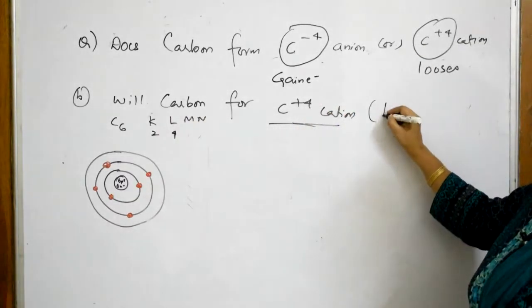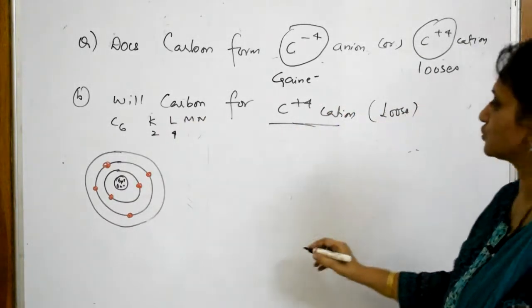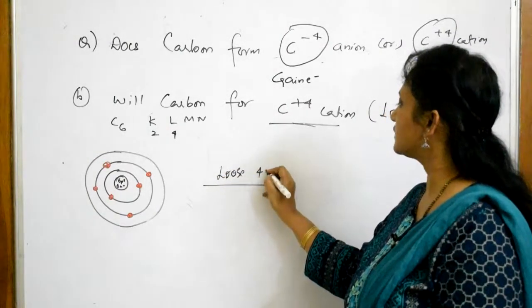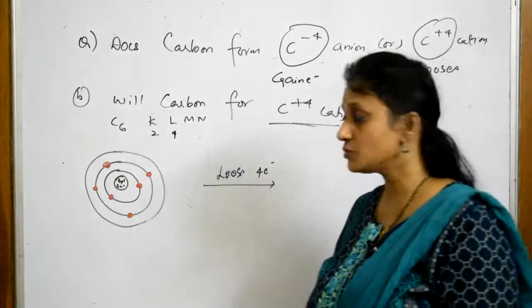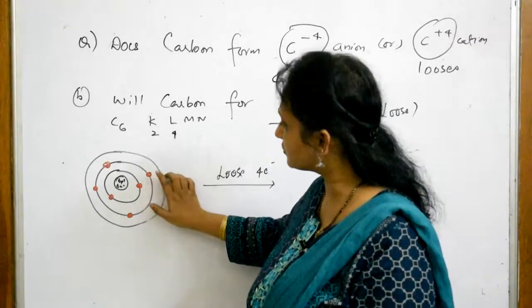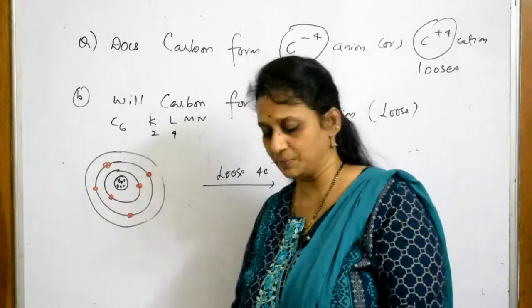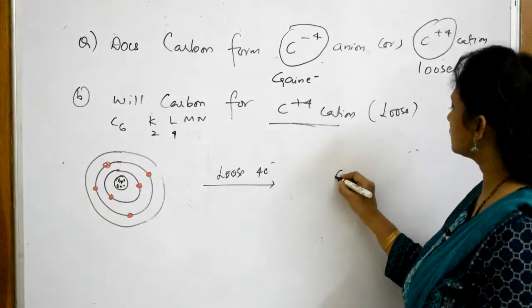To form a cation, it has to lose electrons. So here it is going to lose 4 electrons. Let us see how it looks. From where is it going to lose? It's going to lose electrons from the outermost shell only. It will not go inside. Inside is stable. So when it loses, how does it look?